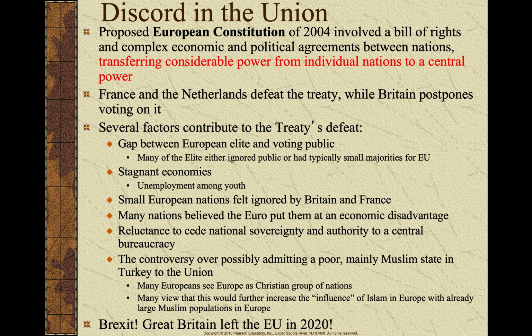Europe didn't want to allow Turkey into the Union because they didn't want a further increase of the influence of Islam in Europe. But the European Union today, ladies and gentlemen, is very much in trouble. Britain has left. France almost left with their last election. Macron supported the EU, so he stayed in, but Le Pen wanted to get out of the EU. And so with Great Britain out of the EU, it's going to be really interesting to see what happens.